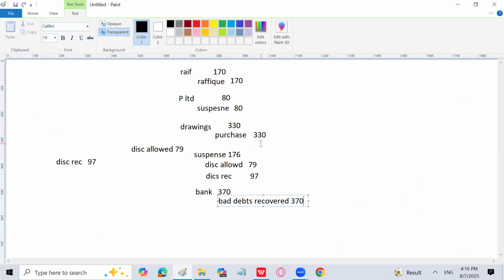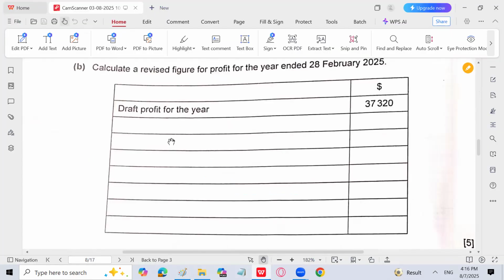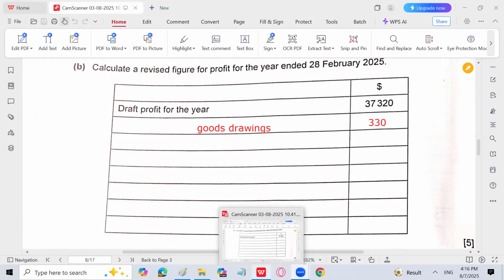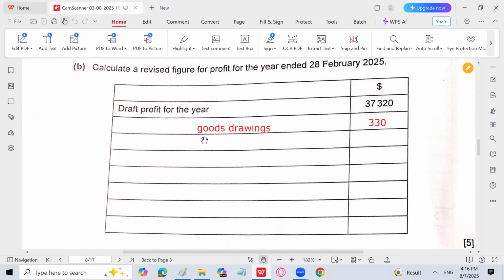So drawing to purchases. Purchases are credited 330. So profit will increase. It's an income statement account, 330. Goods drawing. I can write here goods drawing. And the amount is going to be added here, 330. Why, sir? Because purchases are credited means that purchases are decreasing. So decrease in expense is going to be added in because it will increase profit eventually.